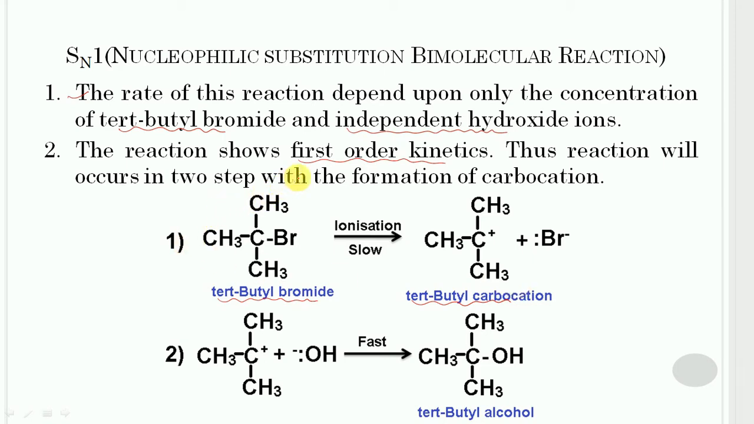This step is slow and hence it is the rate determining step. The second step involves the attack of the nucleophile on the carbocation to produce the final product, that is tertiary butyl alcohol. This step is fast and hence does not affect the rate of reaction. So it is the mechanism of the SN1 reaction.